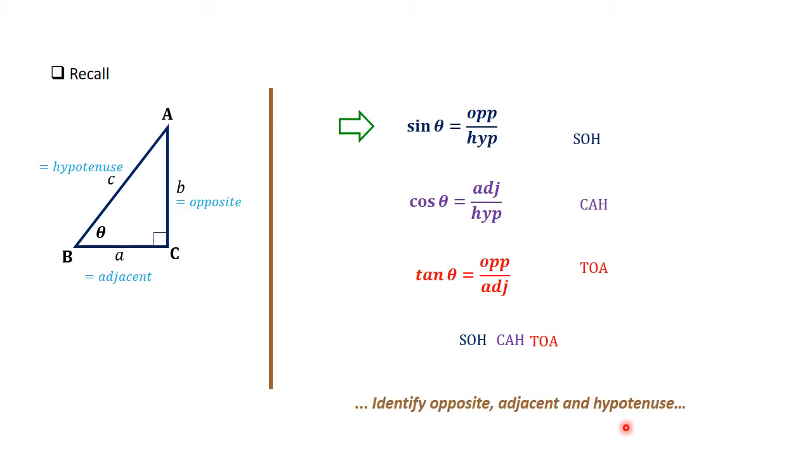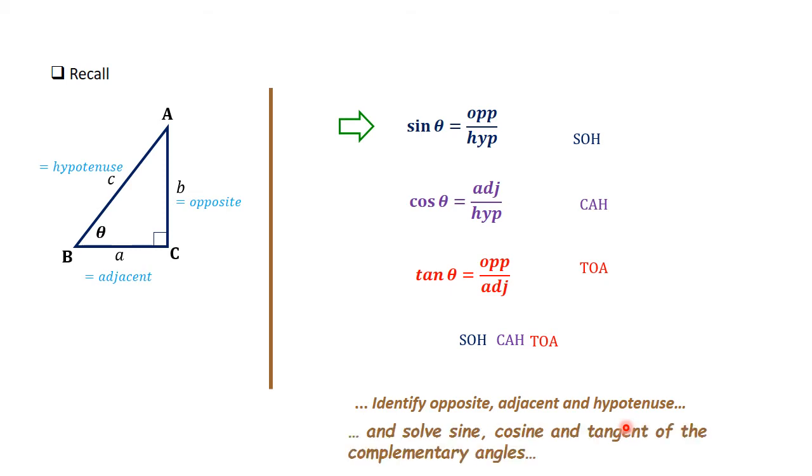So we should always be able to identify what is opposite and what is adjacent. The hypotenuse is always easy to identify because it's the longer side. It's also unique in that it's not perpendicular to any other, so that is easy to notice. Anytime, you should be able to identify what is opposite, what is adjacent, and what is the hypotenuse.